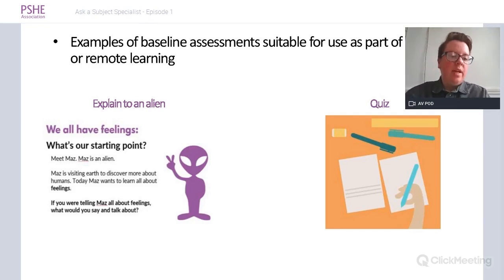So it's a Key Stage 1 activity that's taken from our mental health and emotional wellbeing lesson plans. In this activity, the children are introduced to Maz, who's an alien, and they're asked to tell Maz all about feelings and what you would say and talk about. Another simple way of carrying out a baseline assessment is to do a quiz, which enables the teacher to find out pupils' knowledge about topics in PSHE.